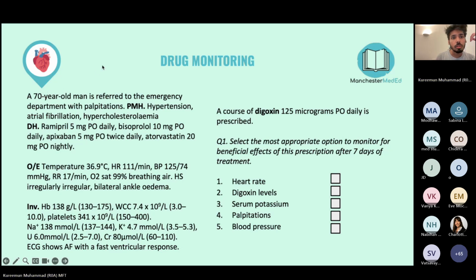So for this patient, a course of digoxin, 125 micrograms, is prescribed. Select the most appropriate option to monitor for beneficial effects of this prescription over 7 days of treatment. So which one would you actually monitor to see whether the digoxin has been beneficial to this patient?